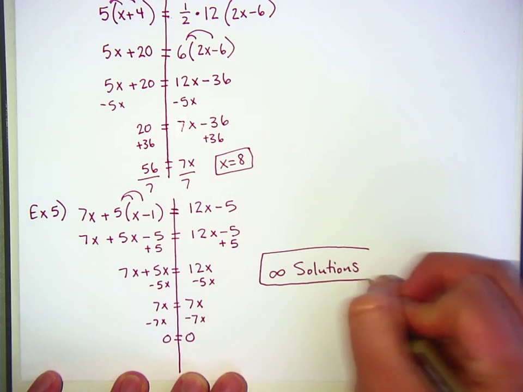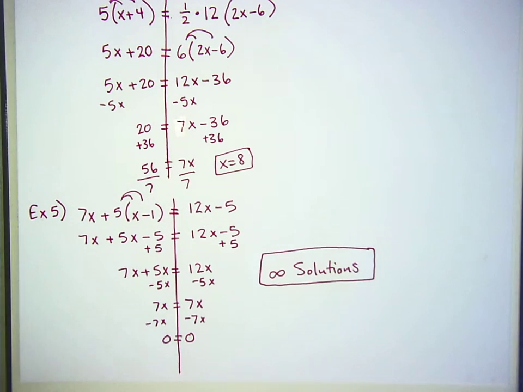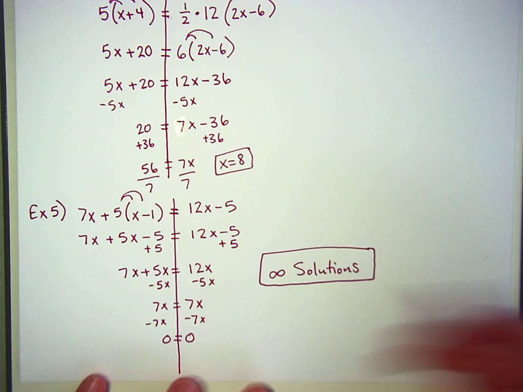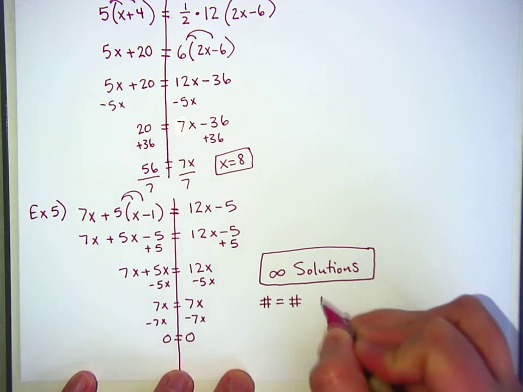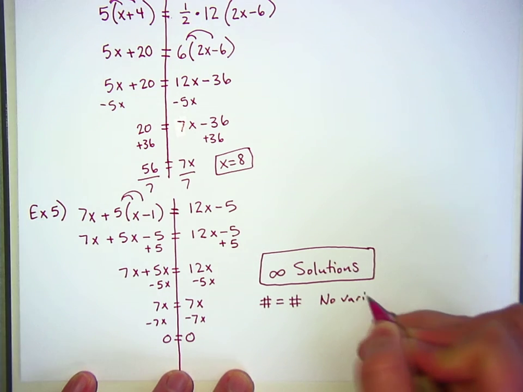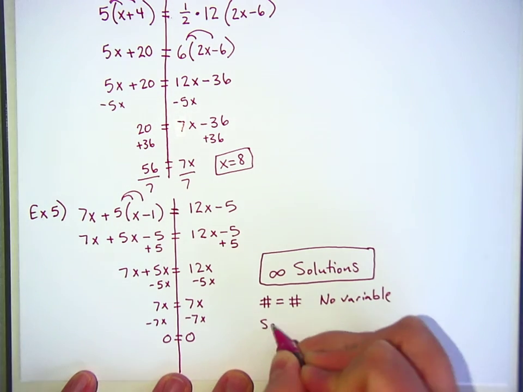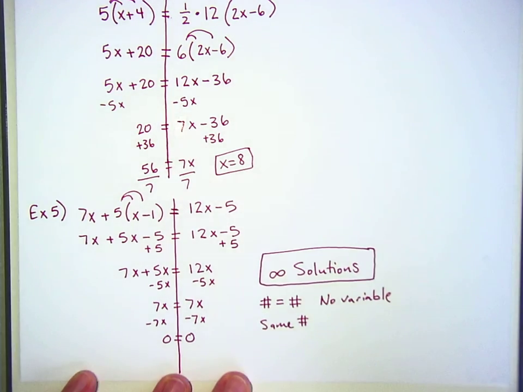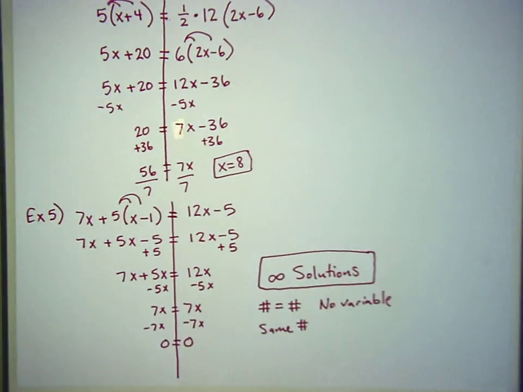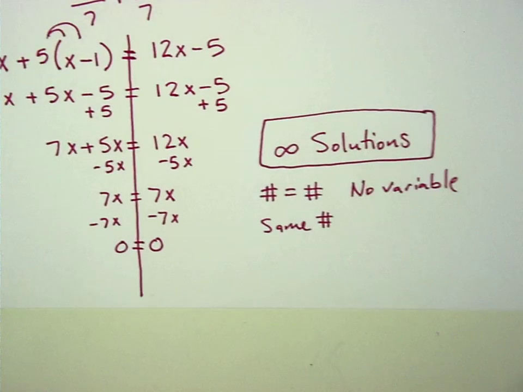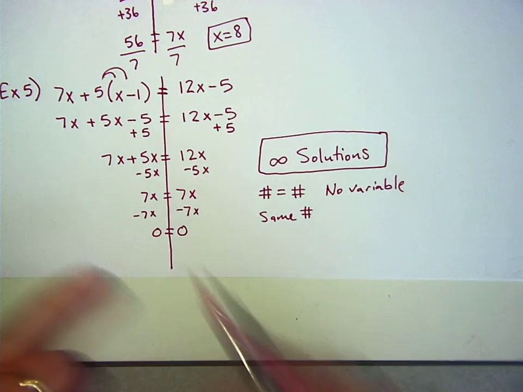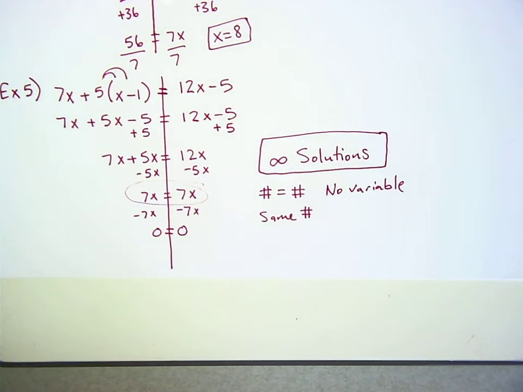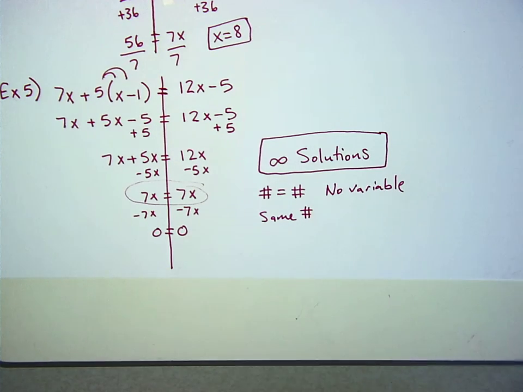So everybody write this down. It is exhausting to me to have people not writing it down who I know aren't going to remember this. It is infinite solutions if you end up with a number equals a number and no variable, and they are the same number. So it doesn't have to be 0 equals 0. It could also be like 3 equals 3 or 5 equals 5. In fact, any time that you actually have the same thing on both sides, you can stop and say infinite solutions. So we could have actually stopped here where it was 7x equals 7x and say infinite solutions.